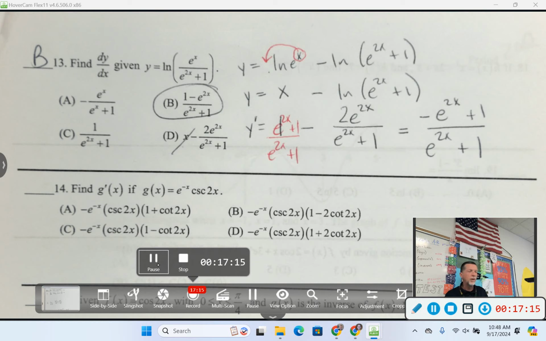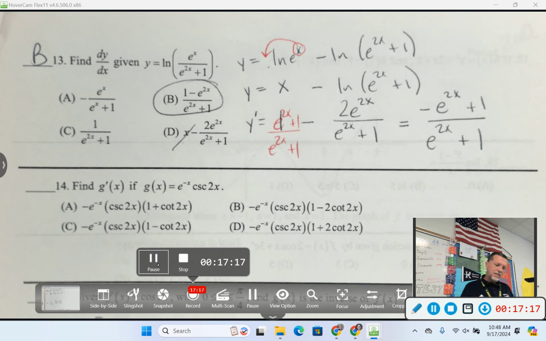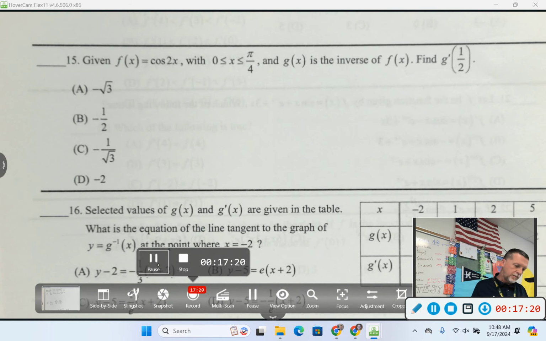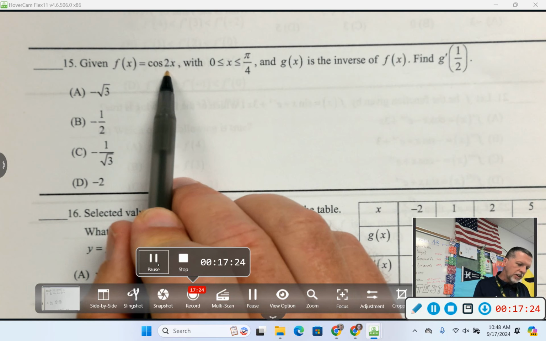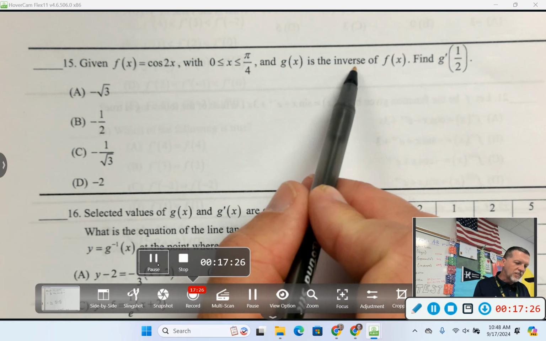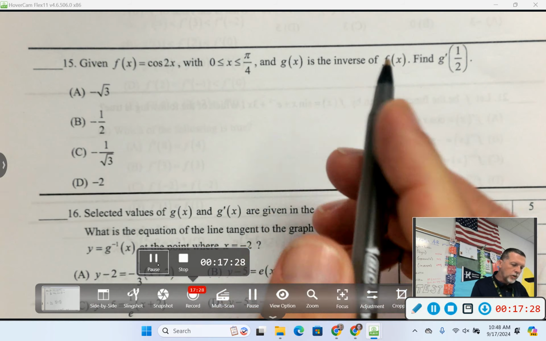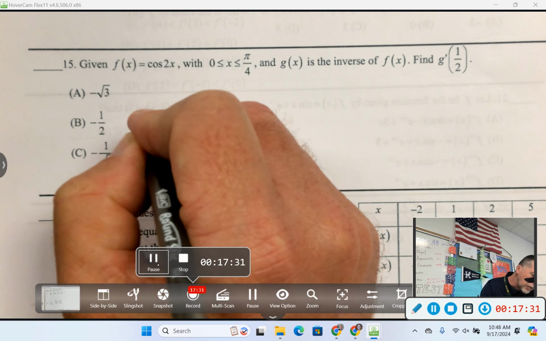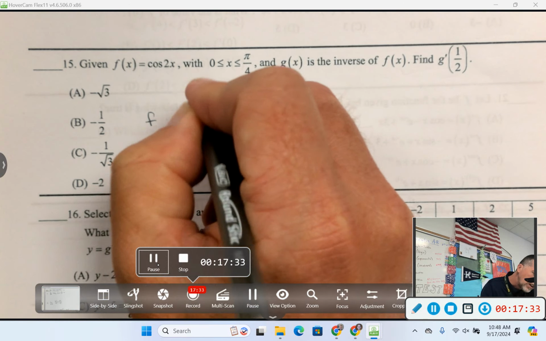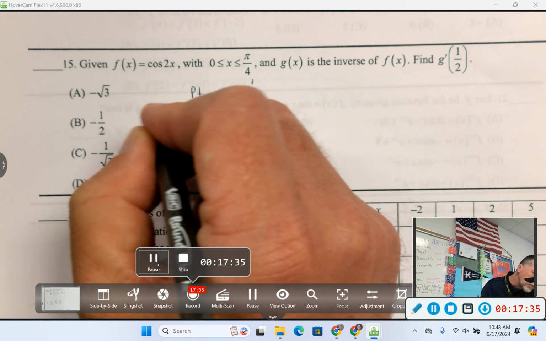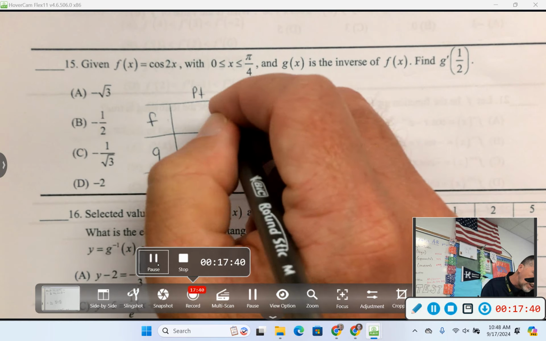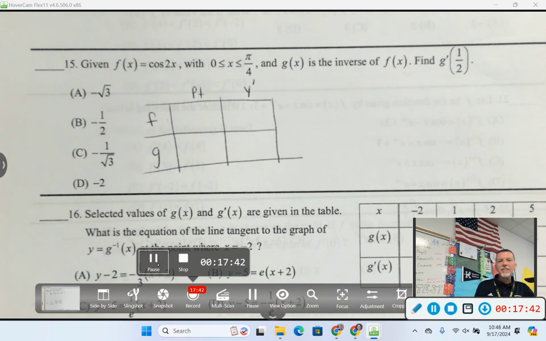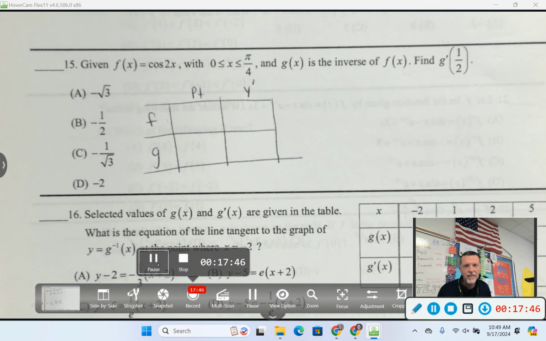Algebra, algebra, algebra. Your algebra skills, put them to the test. Number 15. Given f equals cosine of 2x, g is the inverse. Oh, an inverse problem. So this is the table thing. F and g, the point and the slope, or the derivative, however you want to phrase that. And yes, it takes a little time to set that up, but it's well worth it to keep the information organized.